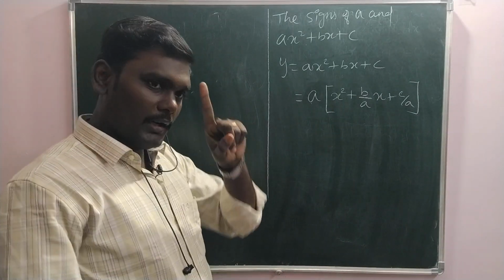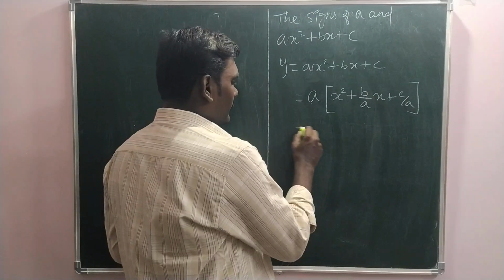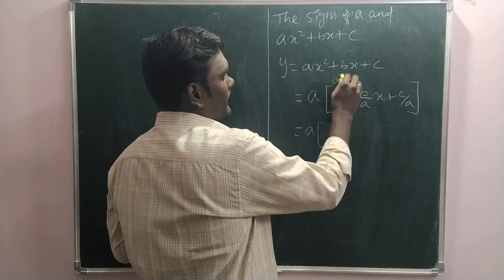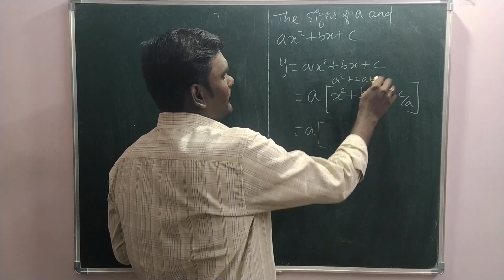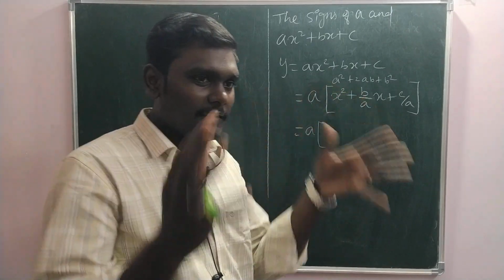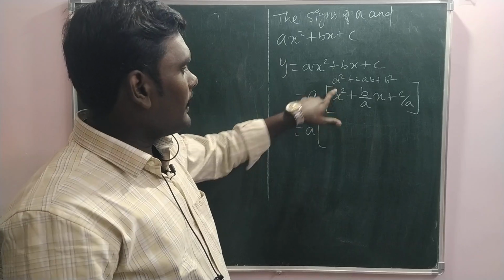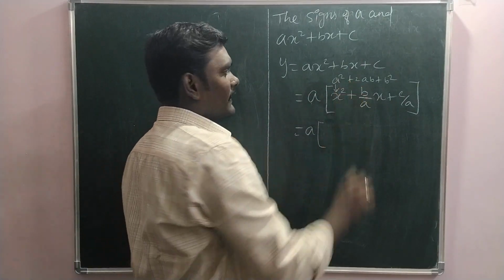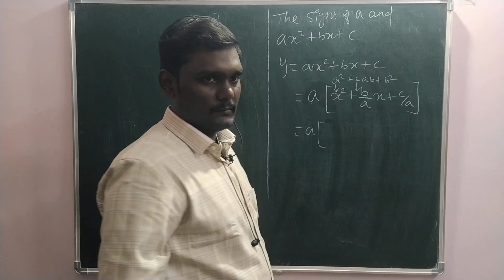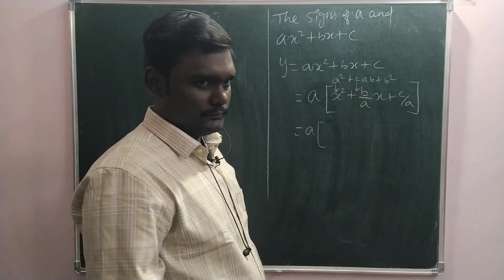The leading coefficient should always be 1. If any number is there, we should take it out. Then after that, we should match this to the formula A square plus 2AB plus B square. That formula we should match so that we can make this a whole square. So in place of A, what we are having is x. Are we having 2 here? No. We don't know what B is yet. Okay.